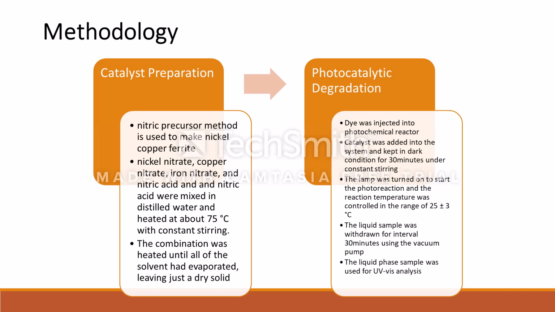Next part is the photodegradation. For the photodegradation, dye was injected into the photochemical reactor. Then the catalyst will be added into the system and we keep it in the tank for 30 minutes. After the 30 minutes, we will take the sample for the dark environment. Later on, the light was turned on to start the photoreaction. The sample will be taken every 30 minutes in order to see the degradation of the dye.